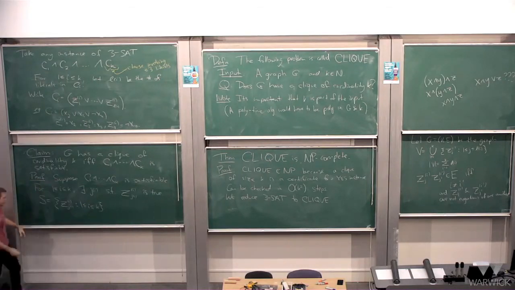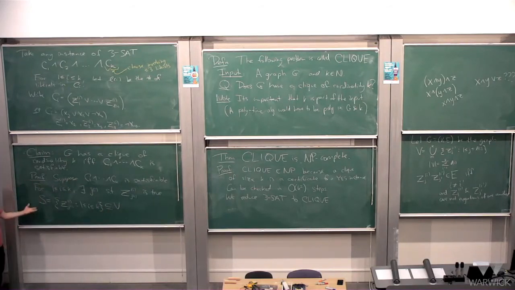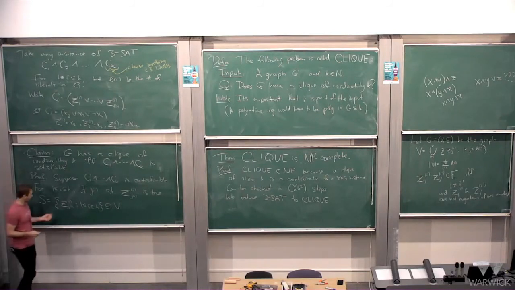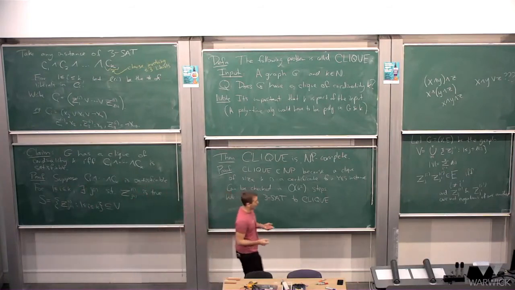And this is a subset of the vertex set of the graph, right? Because remember, these literals correspond to vertices in the graph. And I claim it's a clique. It's not too hard to see it's a clique because you just have to check the conditions of having an edge.